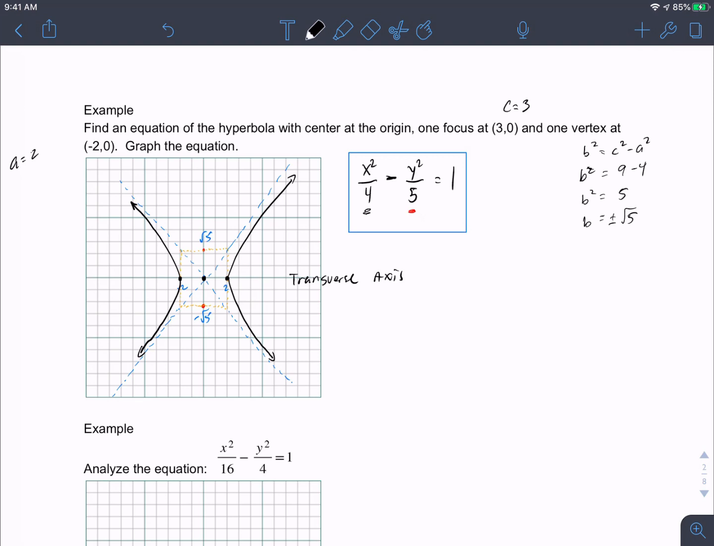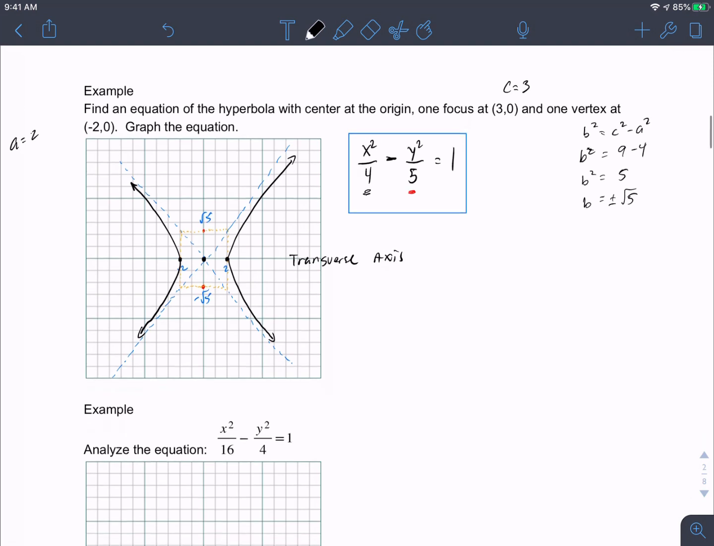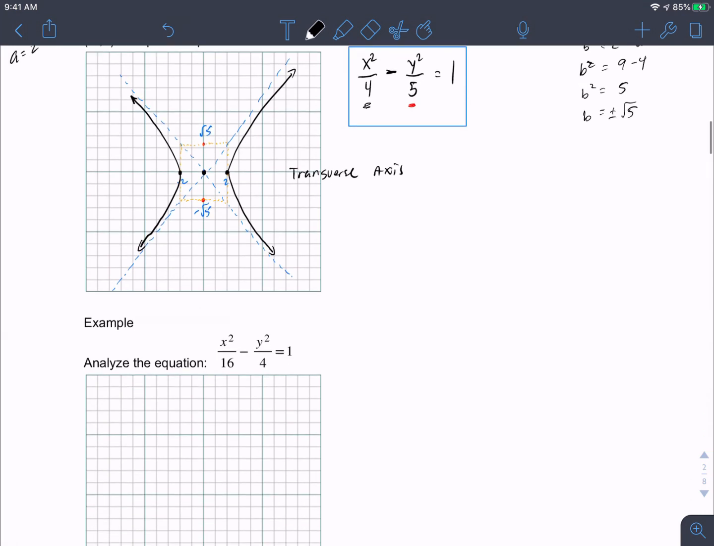And so the asymptotes are basically y is equal to the square root of 5 over 2, and y is equal to negative square root of 5 over 2, to get the two blue lines that create the asymptotes. Excuse me. So let me do another example so you guys can see.